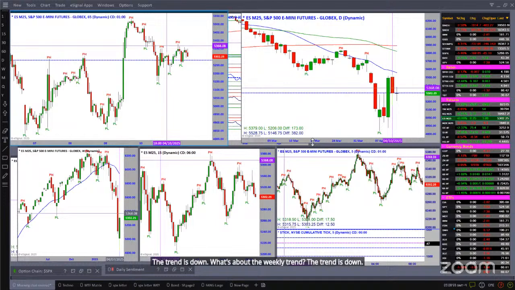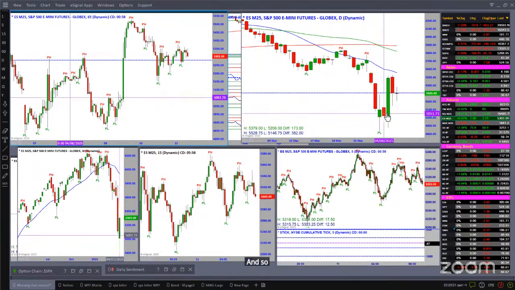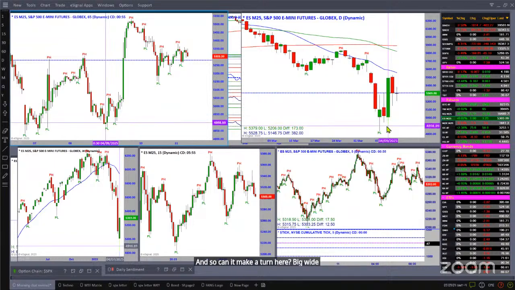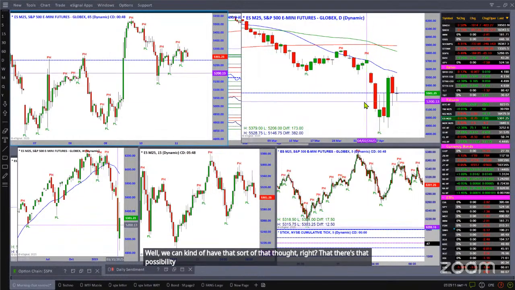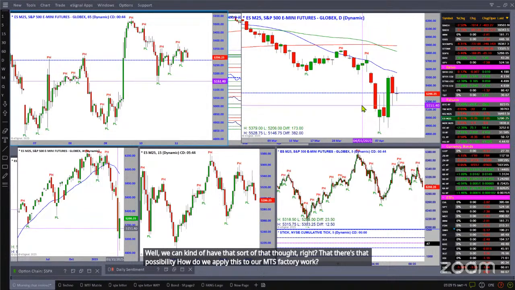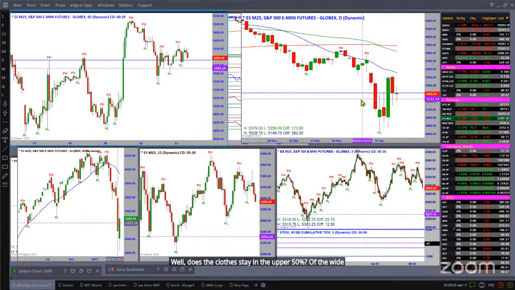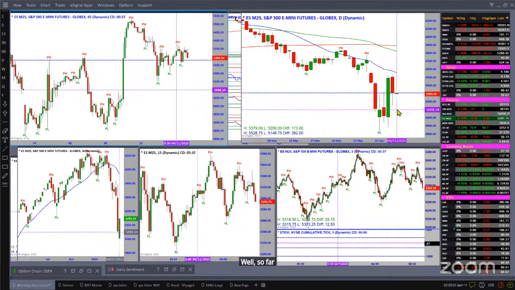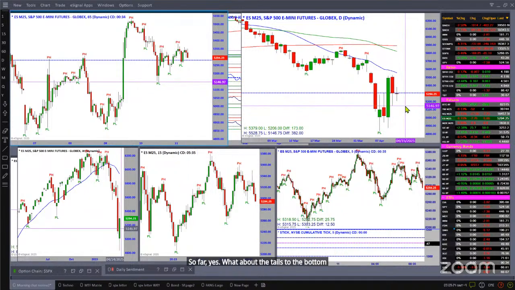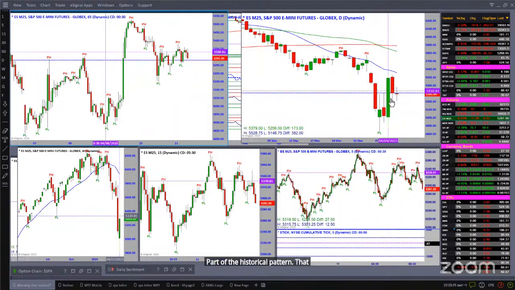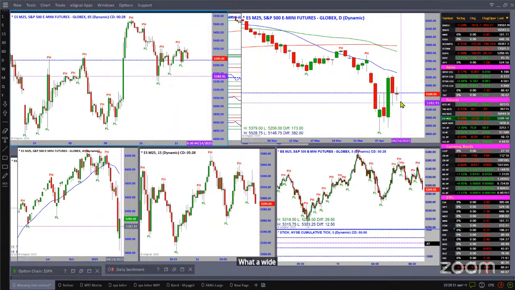And so can it make a turn here? Big wide range bar. Well, we can kind of have that thought, right? That there's that possibility. How do we apply this to our MTS factory work? Well, does the close stay in the upper 50% of the wide range bar? Well, so far, yes. What about the tails to the bottom? That's okay. That's part of the historical pattern that evolves with a wide range bar like that.